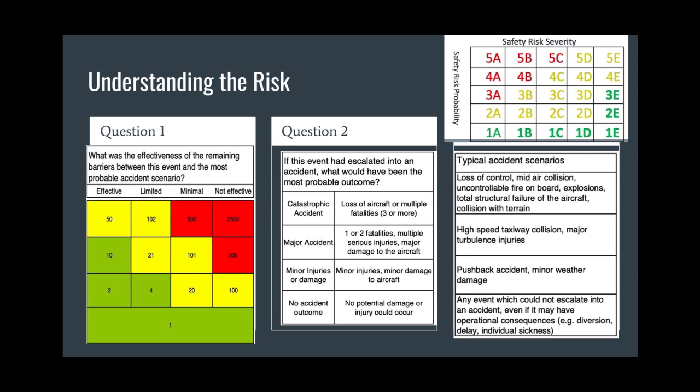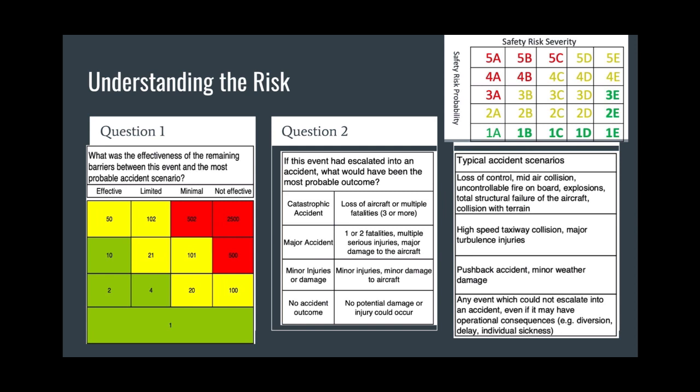So if we ever had an incident for the first probability, or the first incident, right, we have a near mid-air collision. If this event had escalated into an accident, what would have been the most probable outcome? Would it have been catastrophic, major accident, minor injuries or damage, or no accident outcome?